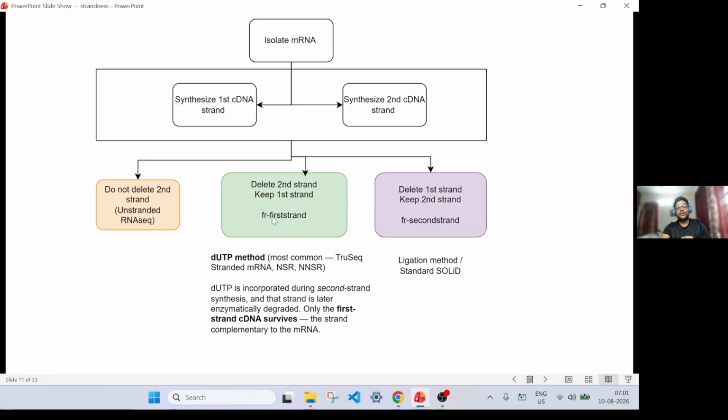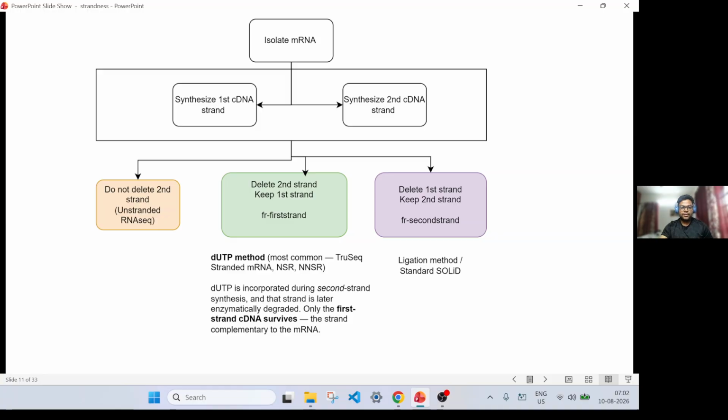So if the sequencing library type is fr-firststrand, that means you are keeping the first strand and deleting the second strand. This is the most common approach, for example in Illumina TruSeq and other approaches. Generally, this method is the dUTP method. That means while synthesizing the second cDNA, you add dUTP. So dUTP is incorporated during second strand synthesis, and then some enzymatic digestion is done that degrades the second strand. So your first strand will survive. I hope this is clear.